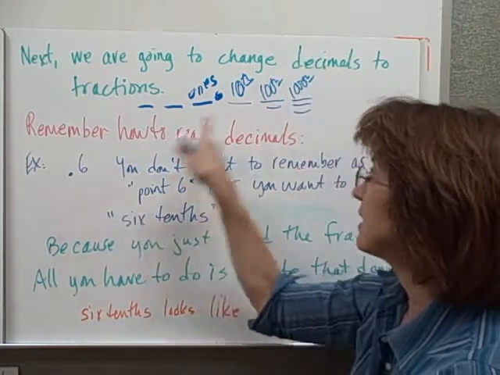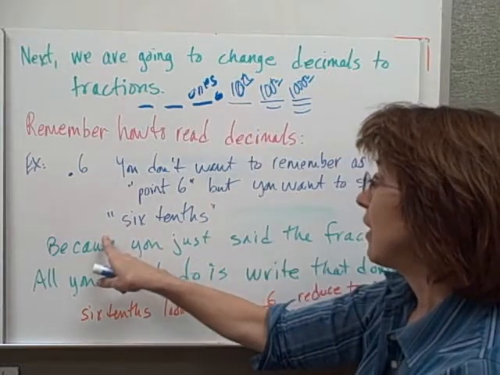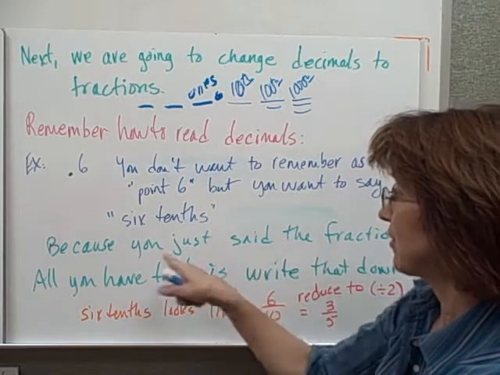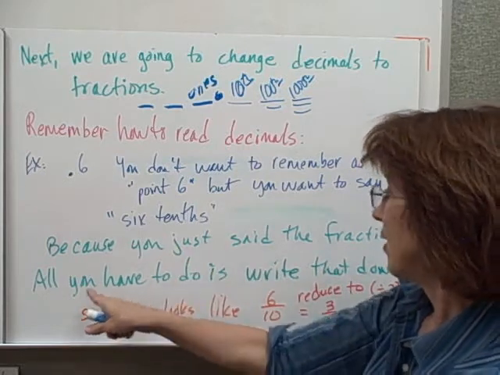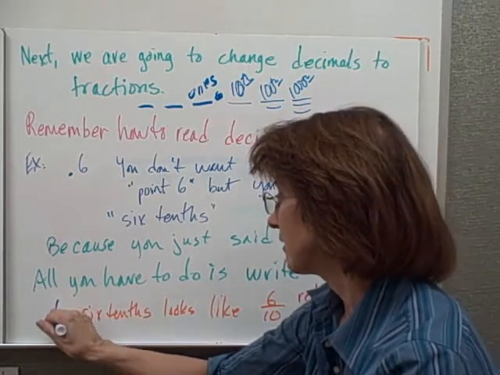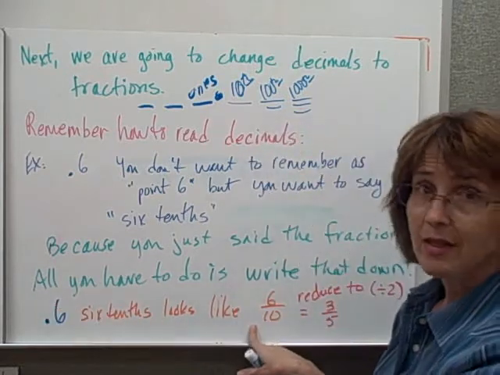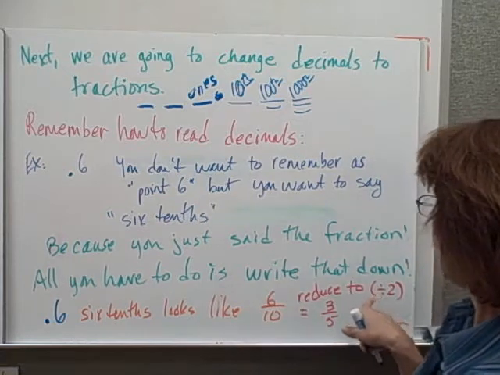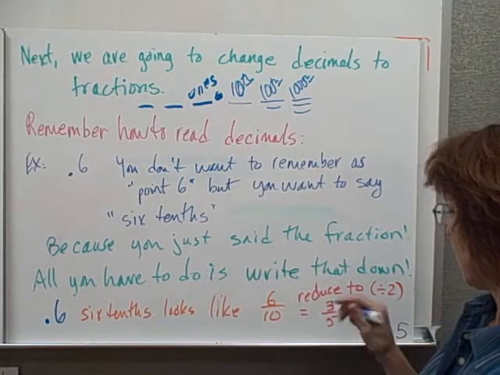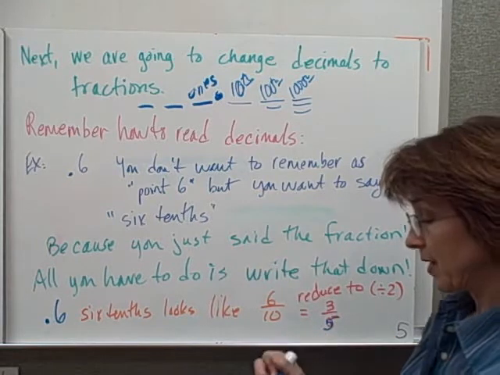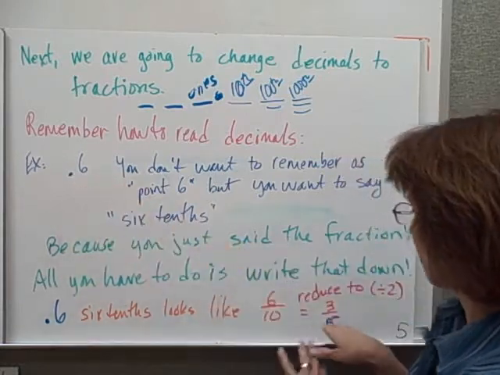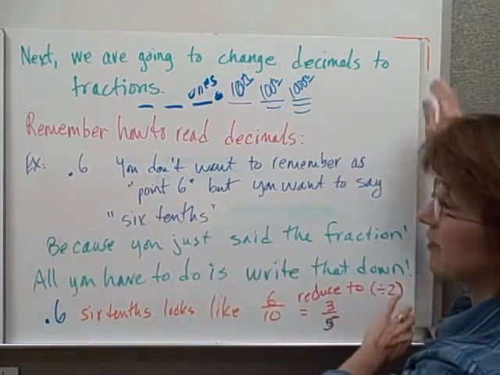All right, so that's 6/10. Once you say the fraction 6/10, that's why you want to make sure you say it that way. And so all you have to do is write that down. This 0.6 looks like 6/10. Now, in the case of 6/10, you can reduce it by dividing both the top and the bottom by 2, and you get 3/5. So 0.6, that 6/10 really reduces to 3/5, can be represented as 3/5 as a fraction.